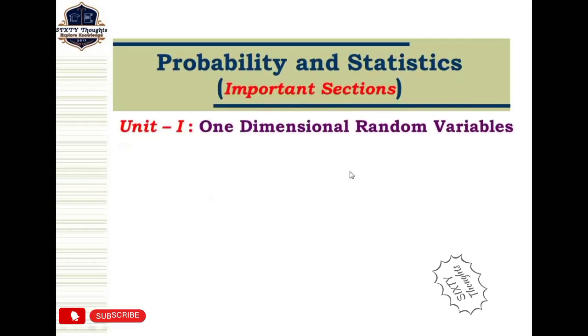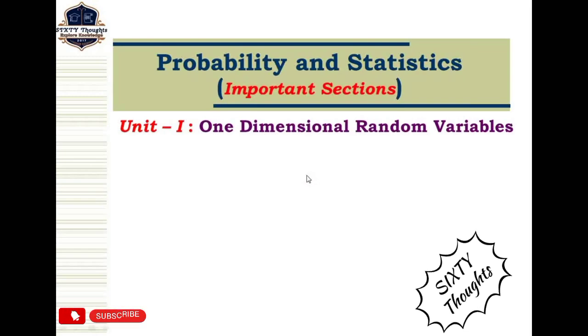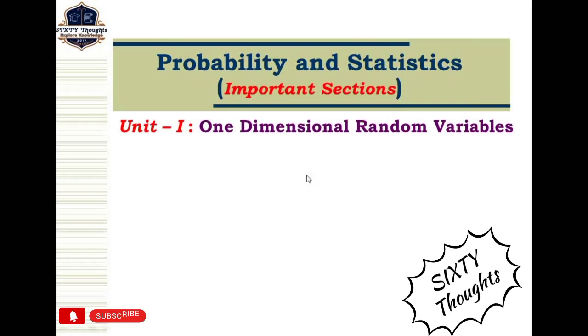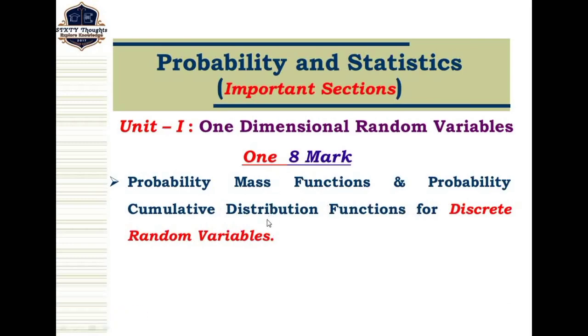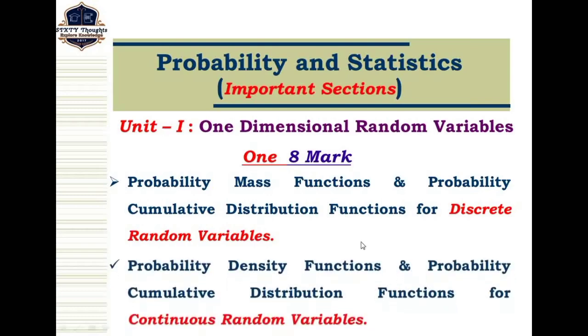So, unit 1, one-dimensional random variable. In this section we will expect only 18 marks. If you prepare two sections, compulsorily you will get 18 marks. The first is the probability mass function and the probability cumulative distribution function for both discrete and continuous random variables. If you prepare these two sections, compulsorily you will write 18 marks.